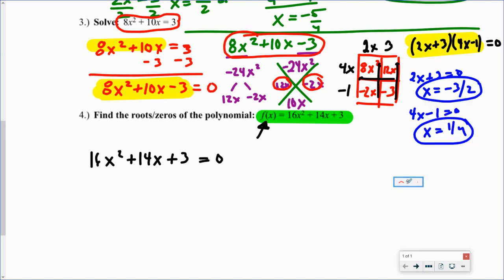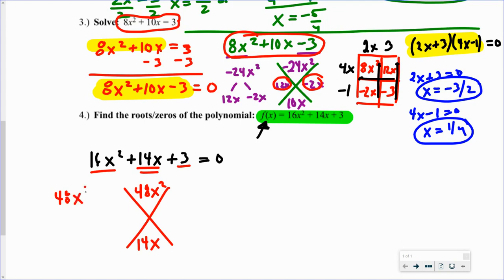Grab a different colored pen real quick. All right, so we use the x box method. I'm multiplying 3 times 16x squared. That's going to give us 48x squared. And now we're looking for factors of 48x squared that add up to 14x. So 48x squared, I'll do that off to the side like I normally do. That should be, I think, a positive 6x and a positive 8x. So 6x times 8x gives us 48x squared. 6x plus 8x gives us 14x. So we are in business.